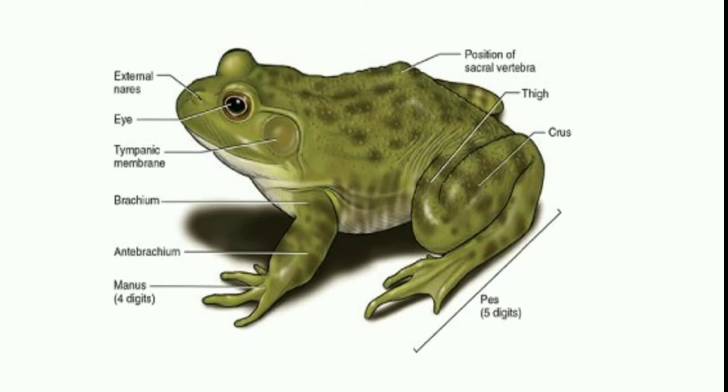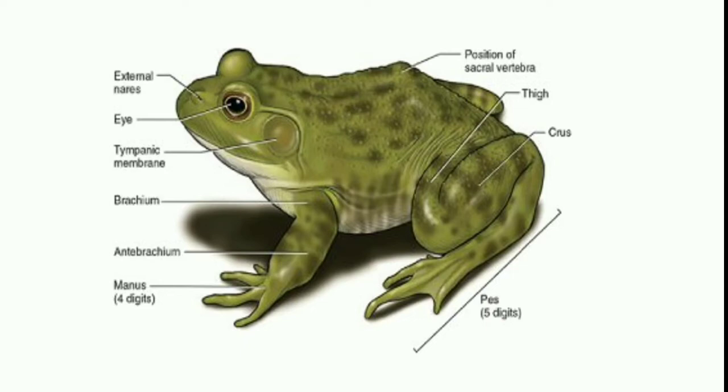Now see, there is another part called trunk. Trunk contains a pair of forelimbs and a pair of hind limbs. So it is divided into two parts, anterior thorax and posterior abdomen. I told you frog belongs to superclass Tetrapoda. Tetrapoda means two pairs of limbs are there.